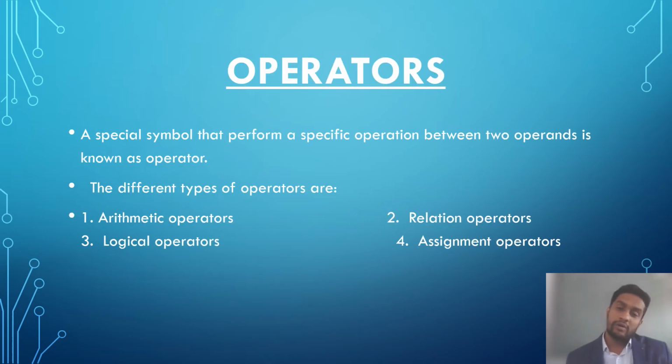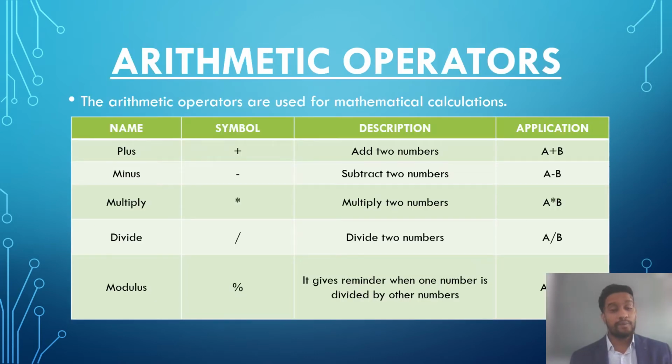Operators, I think you all are already aware about the operators. Special symbols that perform a specific operation between two operands are known as operators. The different types of operators are arithmetic operator, relational operator, logical operator, and assignment operator. I know you people know about the arithmetic operator. Arithmetic operators we are using for mathematical calculation in a program, like plus, minus, asterisk, divide and modulus. So we are using these symbols between the two operands for doing the mathematical calculation.